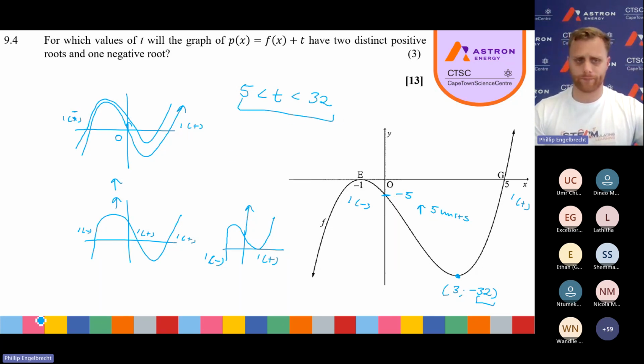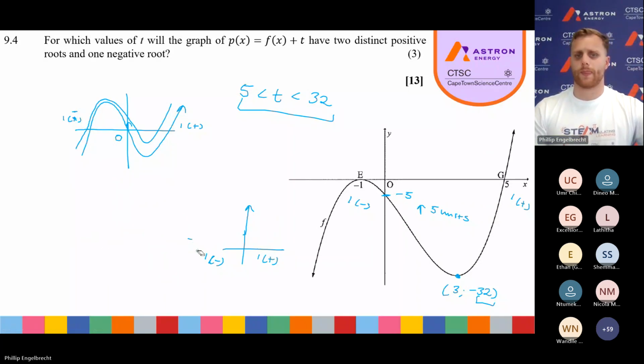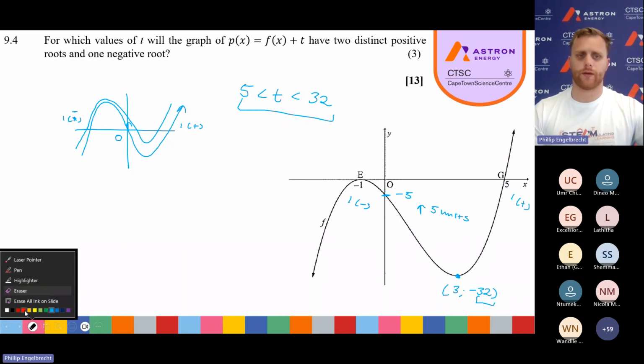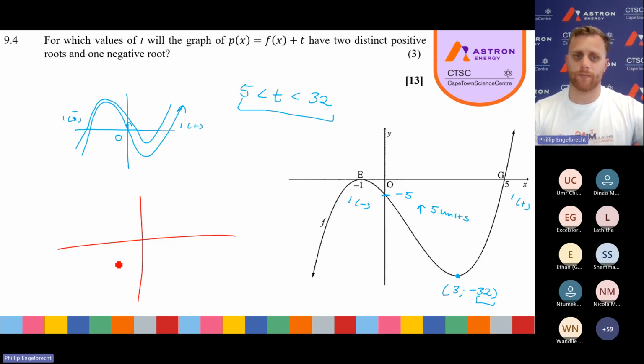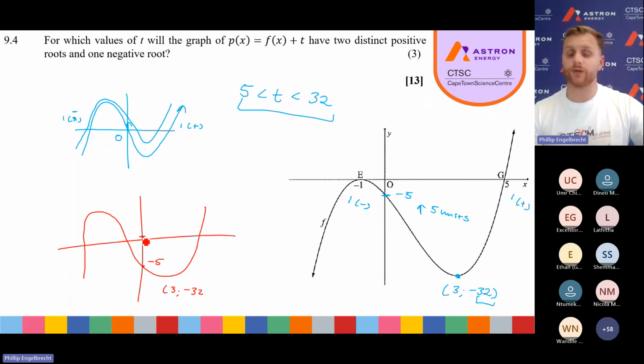Okay, so let me explain it again. Erase it. There. Perfect. Okay, so here's my function. Remember, it looks something like this, right? This is the point (3, -32). This is the point -5. If I move this thing higher than 5 units, all right, so anything more than 5 units, I get that outcome that I wanted. One negative root, two positive roots that are different. However, I can only increase it to any value that's less than 32.